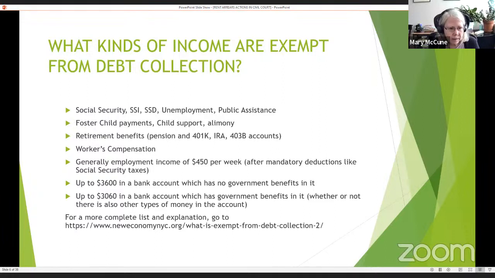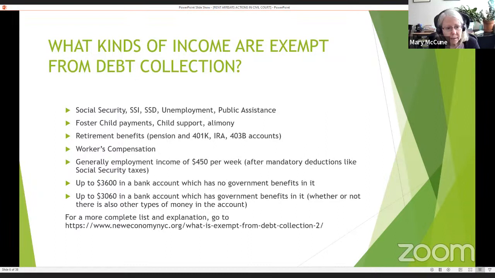the family tax credit, that money was exempt from debt collection, foster child payments, child support, alimony. I think if you get a subsidy for adopting a child, that is also exempt. Other types of retirement benefits that are not Social Security, so payments from a pension, or withdrawals from a 401k, an IRA, or a 403b accounts are exempt. Workers' compensation.